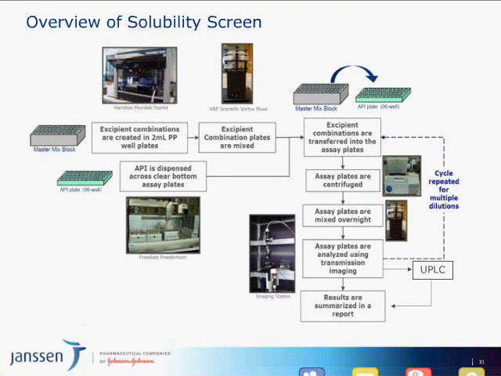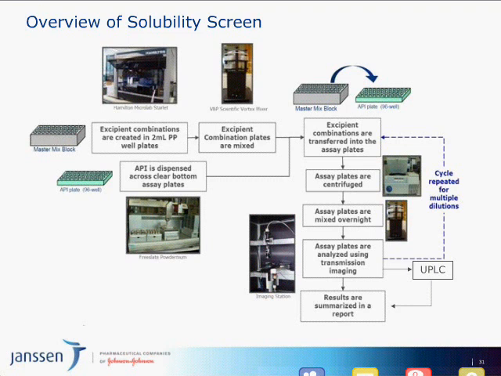When we prepare this master mix block, we still have to prepare our API 96 well plate. This is a clear well plate, and we will dispense the powder with the Powdernium, or also our CM3 platform, where we can dispense powder in 96 well plates. After we prepared everything, we're going to do the transfer step and transfer from the master mix block to the API plate a certain volume so that we can reach a target concentration of, for example, 50 mg per mL.